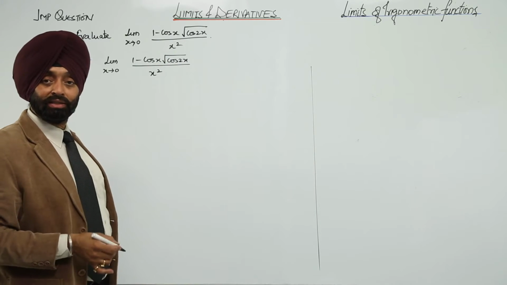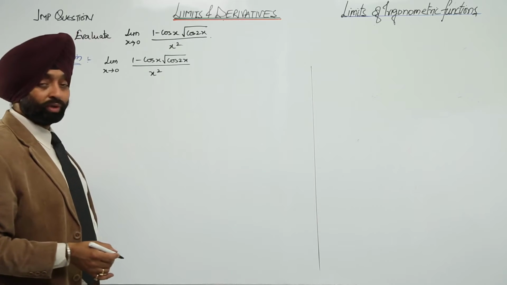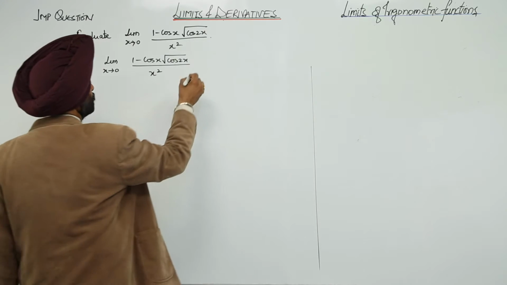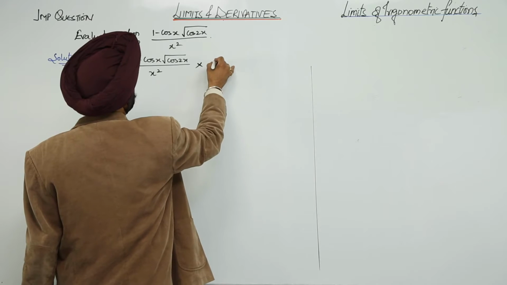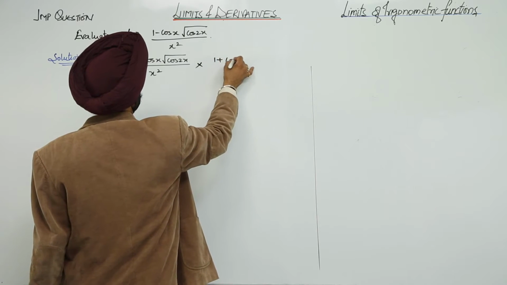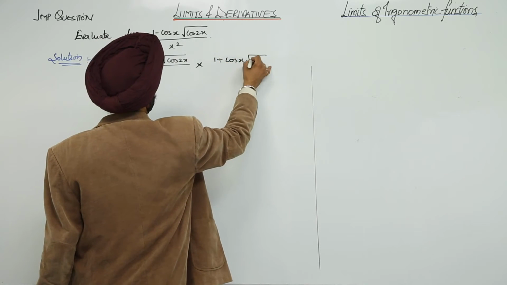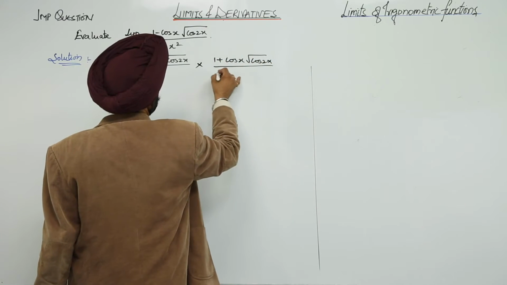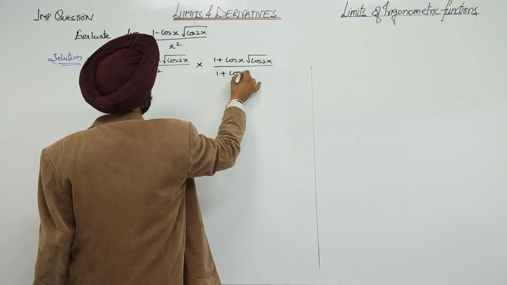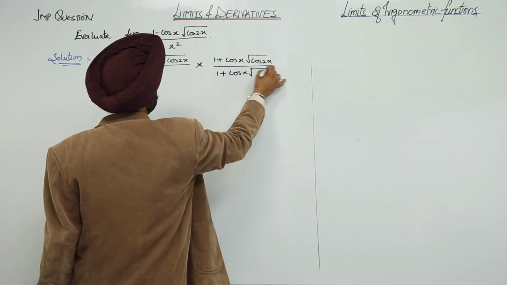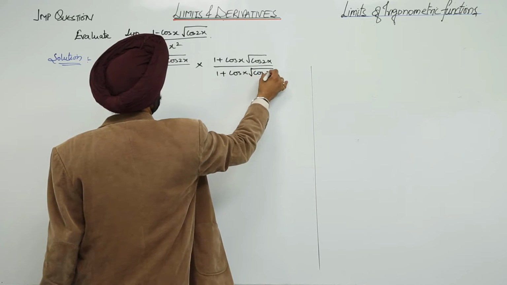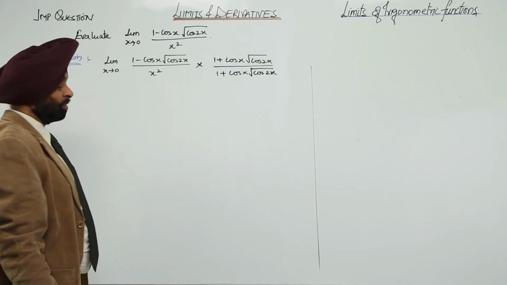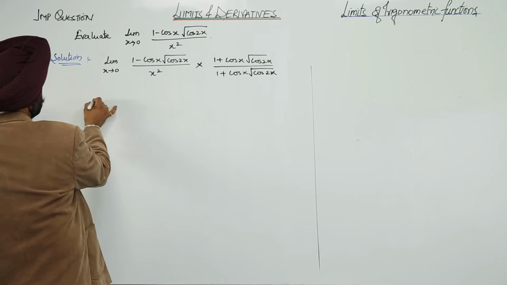Now, there is a radical sign in the numerator. So, what we are going to do? We are going to rationalize this one. Now, this becomes 1 plus cos x square root of cos 2x upon 1 plus cos x square root of cos 2x. Okay.